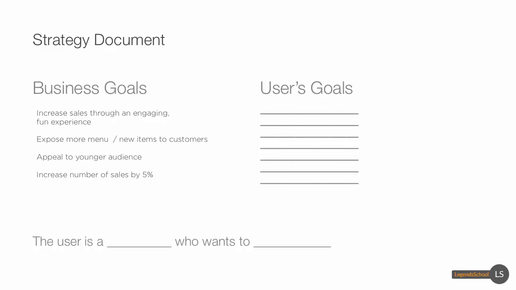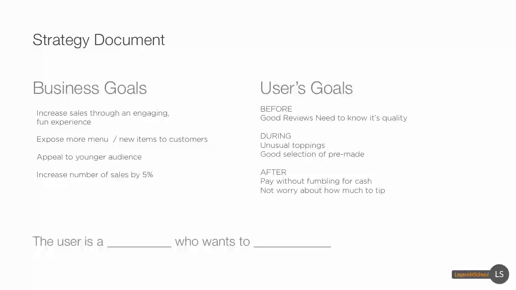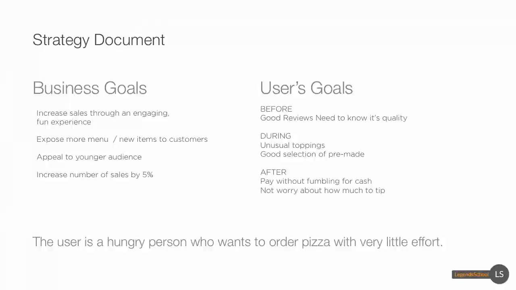So now we can complete the strategy document with the business goals and the user goals and fill out the archetype statement. Armed with this kind of knowledge, now we can really begin to build an app that will be useful and usable for users.